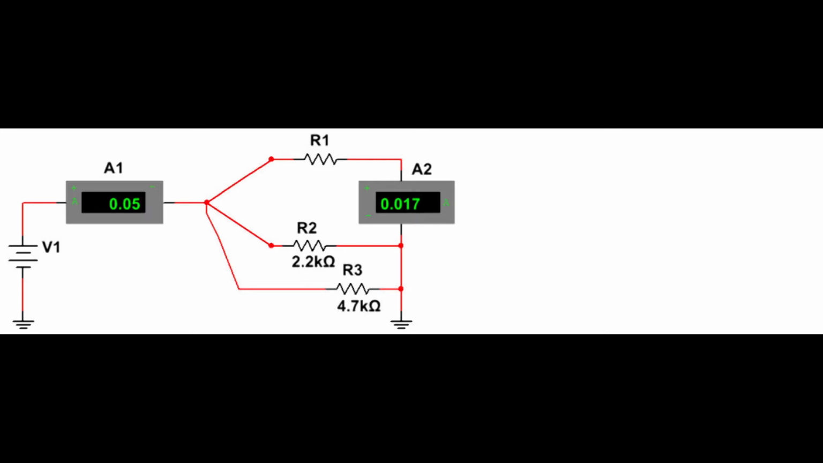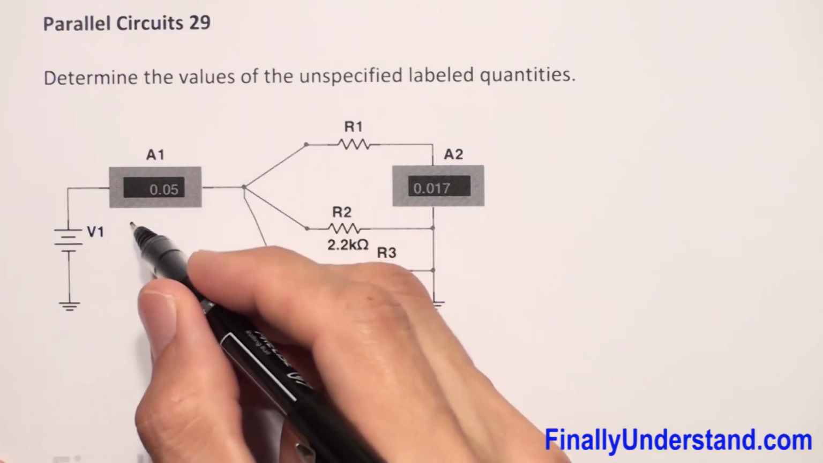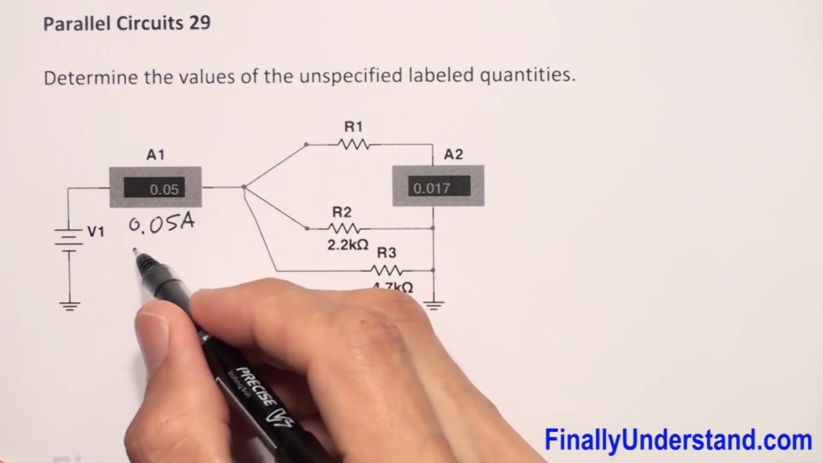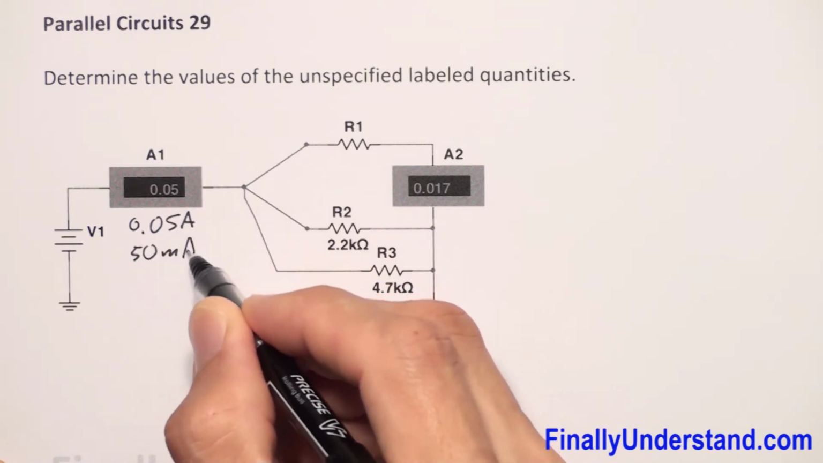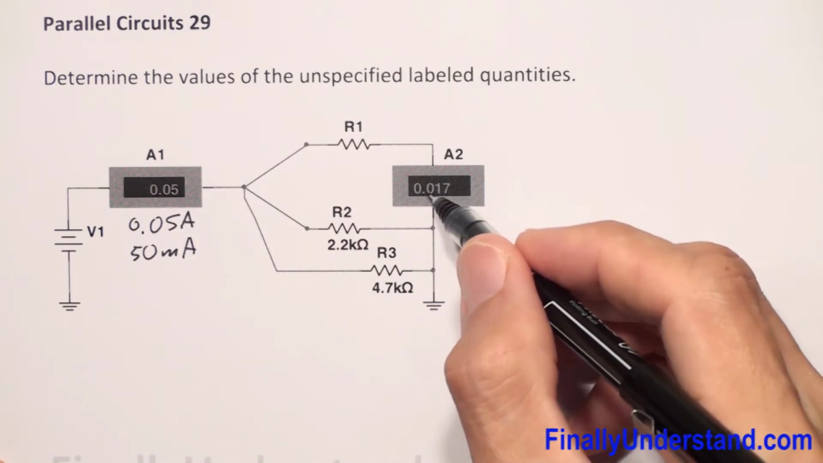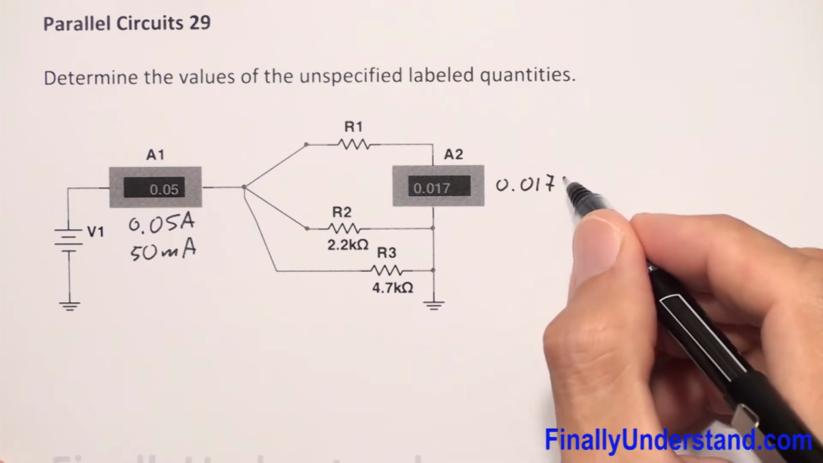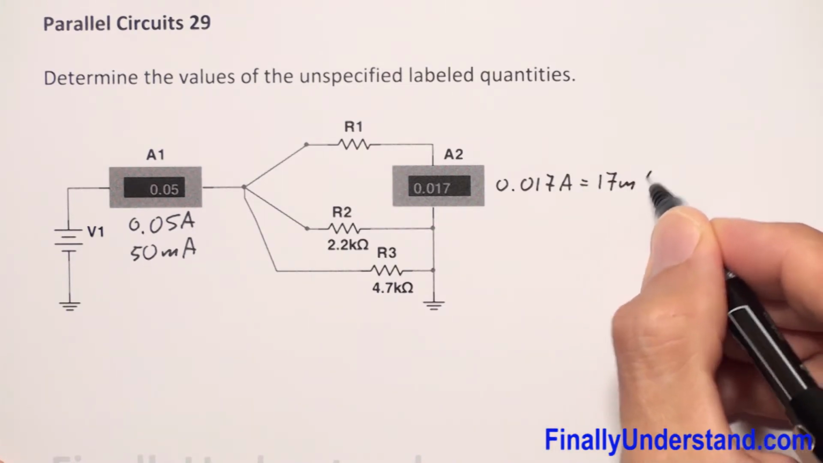Let's take a look at this example. Okay, so let's look at the currents. This is 0.05 amps, which is simply 50 milliamps, and this one is 0.017 amps, which is equal to 17 milliamps.